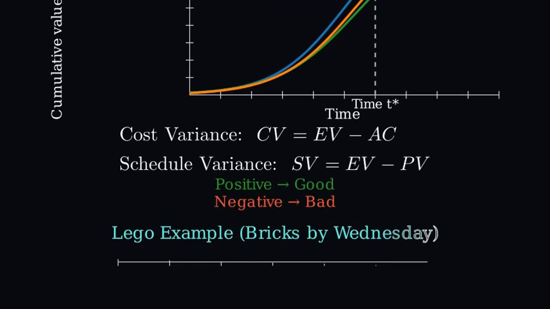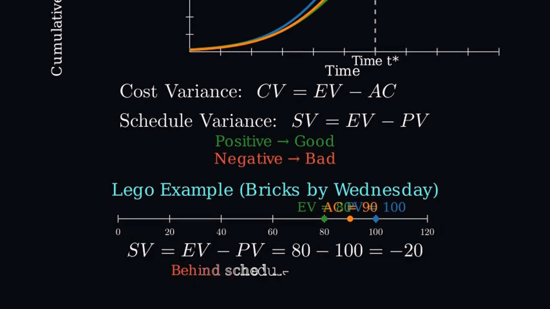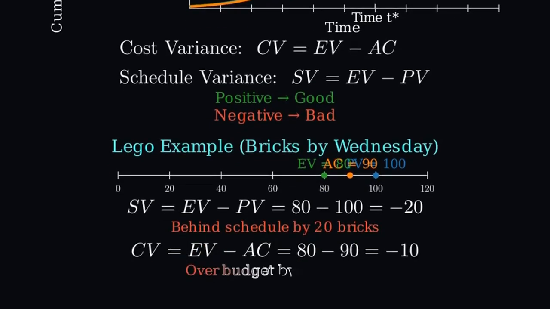Let us practice with a simple example. Imagine a Lego tower. By Wednesday, the plan was 100 bricks. You actually placed 80 bricks. You actually spent the money for 90 bricks.